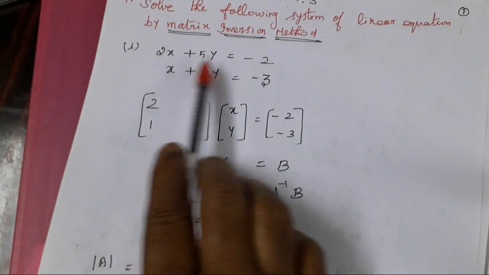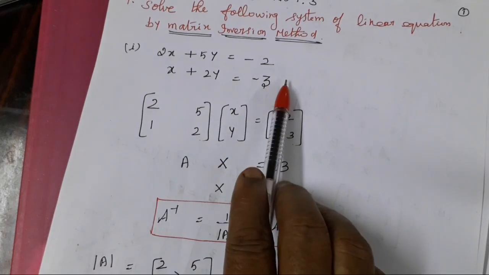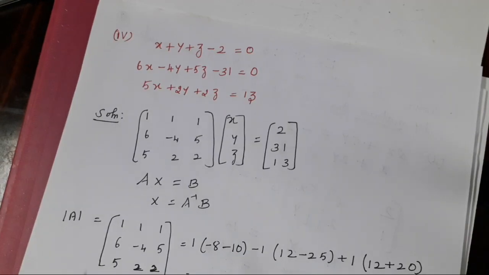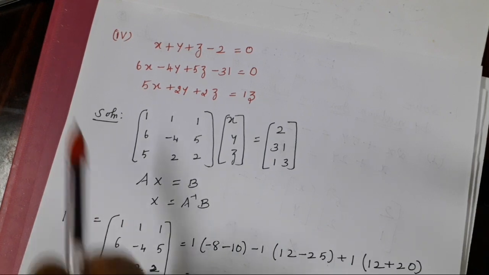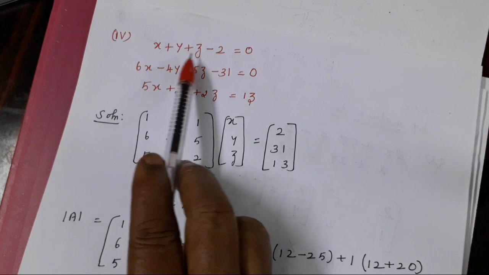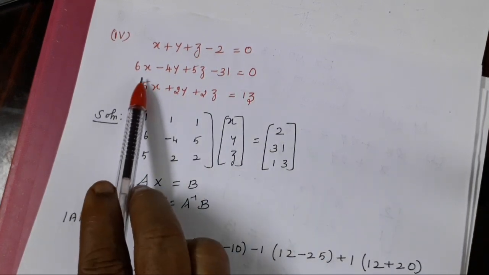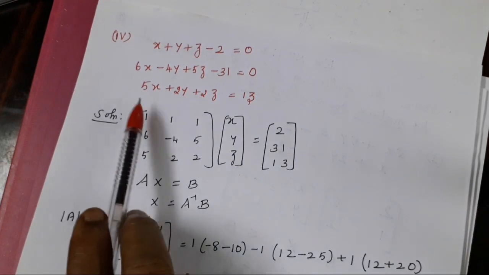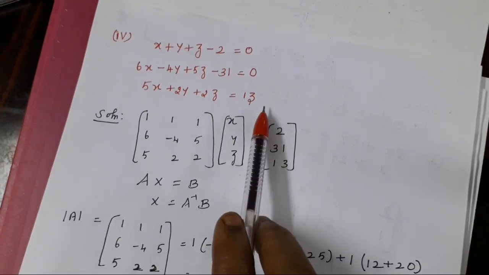This is with two variables x, y, only two variables with two equations given. Next I am going to teach the three variable case, how to find the three variables using the inversion method. First of all, second and third you do as homework. I am going to teach the first part, the fourth sum. X plus y plus z minus 2 equal to 0. 6x minus 4y plus 5z minus 31 equal to 0. 5x plus 2y plus 2z equal to 13.